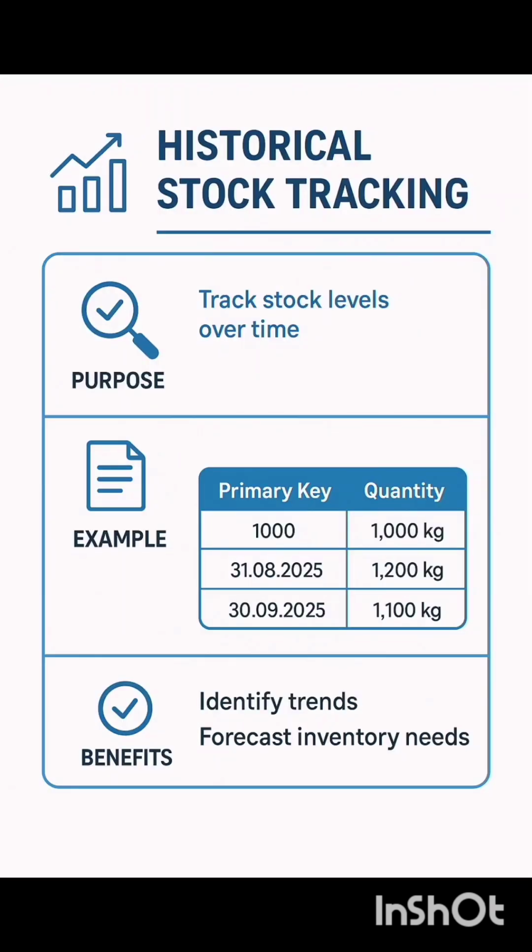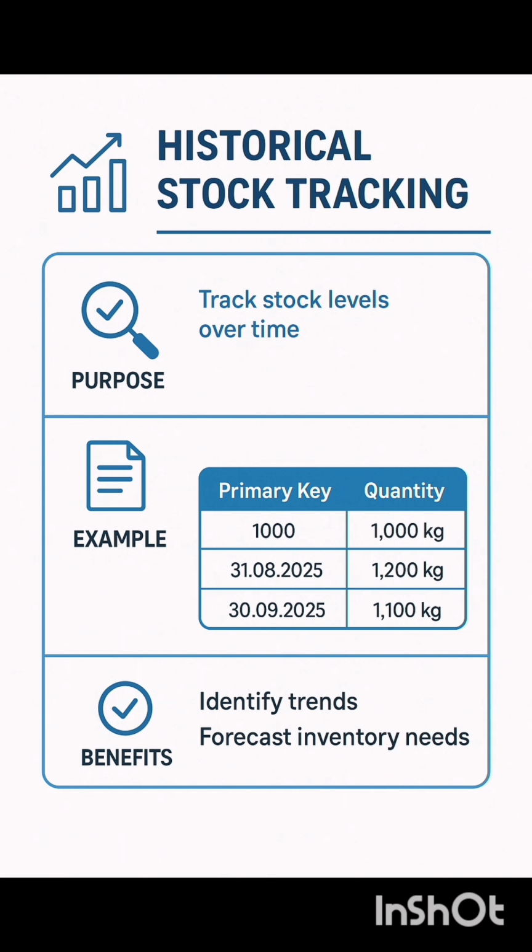We will explore two powerful uses of the MB5B transaction in SAP, that are historical stock tracking and data export for reporting. Both of these help users make better inventory and business decisions. The first use of MB5B is historical stock tracking. This function allows you to monitor how your stock levels have changed over time.